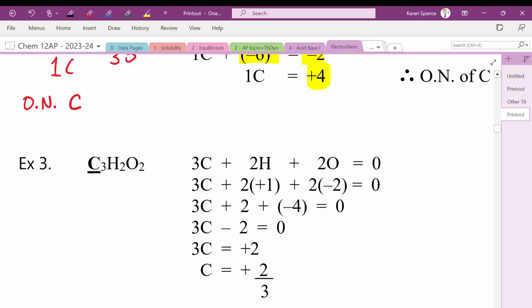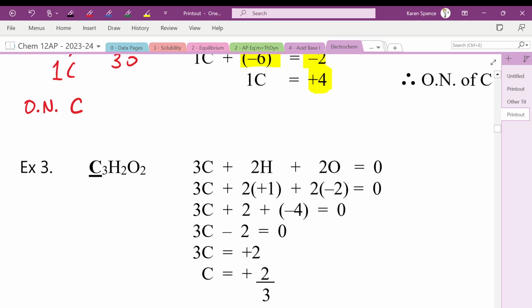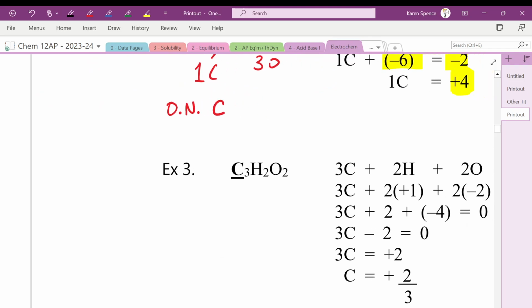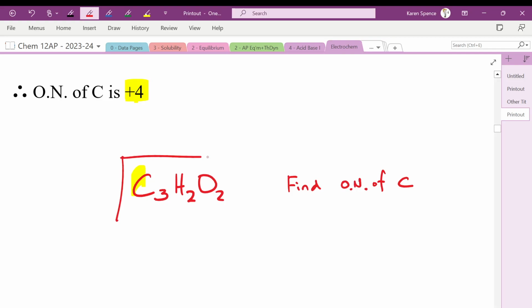I kind of wish I'd made you do these on your own. Do you want to cover it up and try it? Yes? Thank you. C3H2O2. Or you can just put some paper over it and use this one here and be like, oh, look, that's the compound. We're finding the oxidation number of carbon. Yes?